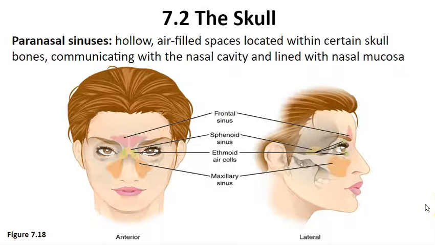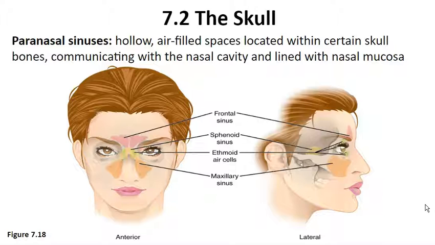Figure 7.18 shows the paranasal sinuses, which are air-filled spaces, each named for the skull bone it occupies. So the most anterior is the frontal sinus, located in the frontal bone above the eyebrows. The largest are the maxillary sinuses, located in the right and left maxillary bones below the orbits. The most posterior is the sphenoid sinus, located in the body of the sphenoid bone.